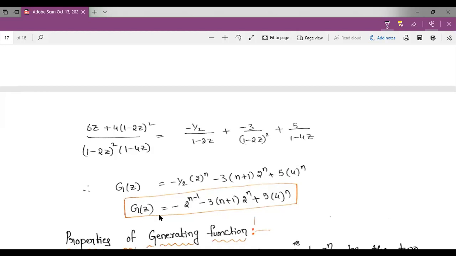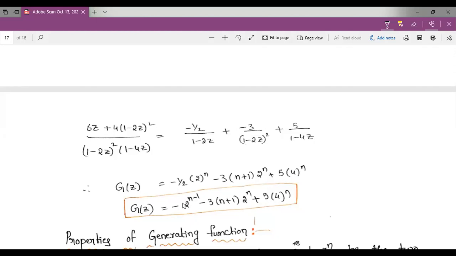We get the solution g of z is equal to minus 2 into 2 power minus 1, so minus 2 whole power n minus 1, minus 3 into n plus 1 into 2 power n, plus 5 into 4 whole power n. This is the solution for the given recurrence relation. And this is how we solve recurrence relations using generating functions.